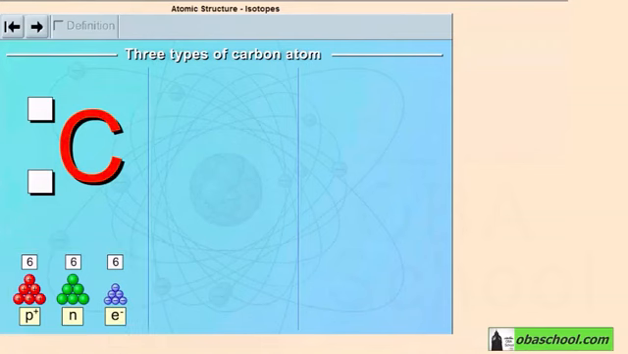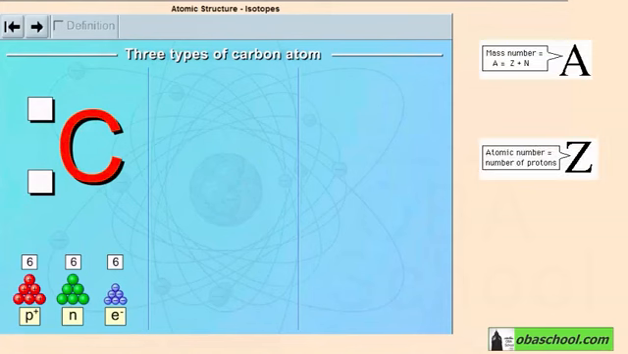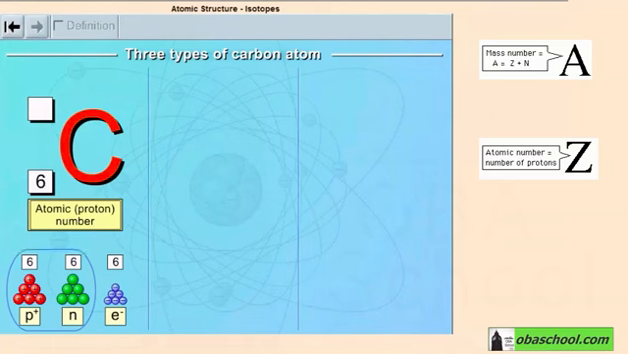So let's find the atomic and the mass number. The atomic number is the number of protons inside the nucleus. It's designated as Z, so it's 6 here. And the mass number, designated as A, is the number of nucleons inside the nucleus, so it's the number of protons plus neutrons. 6 plus 6 equals 12.